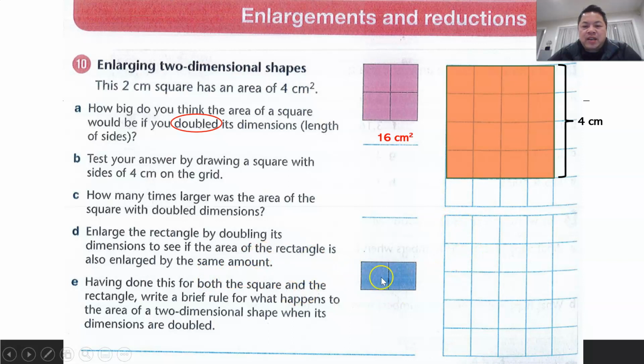You're supposed to double the size of this rectangle. Draw it over here. And then after that, find out again how much has it increased when it's doubled.